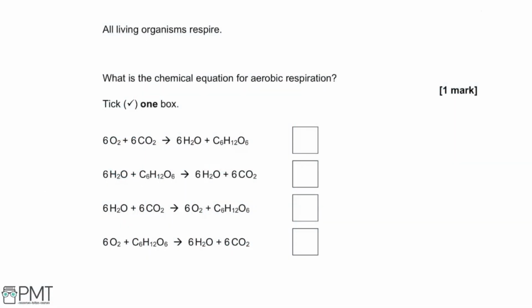All living organisms respire. What is the chemical equation for aerobic respiration? Tick one box. And this question is worth 1 mark. First, let's check our key term aerobic definition. So this is respiring with oxygen. Anaerobic respiration is respiring without oxygen.